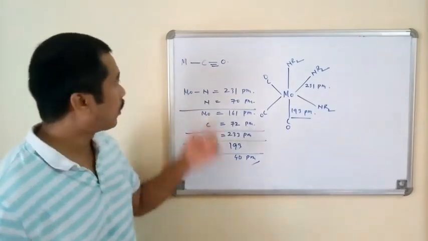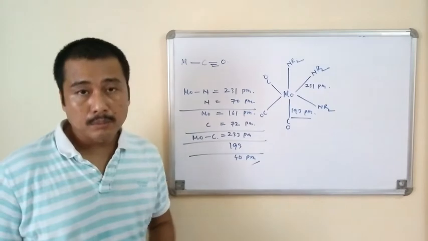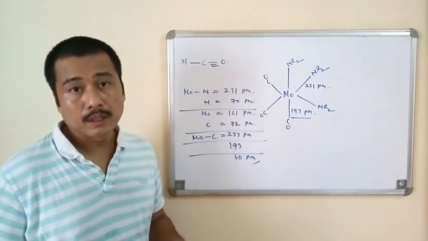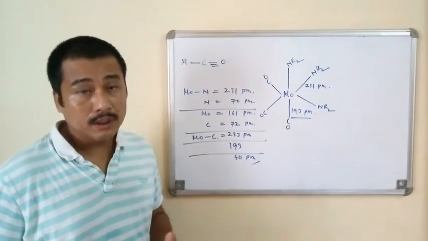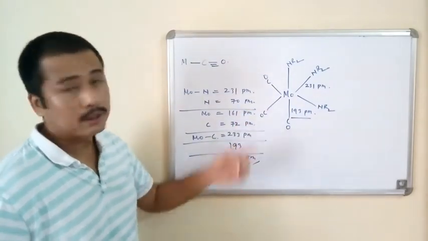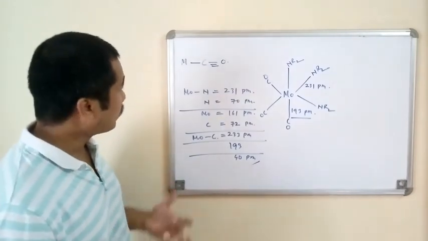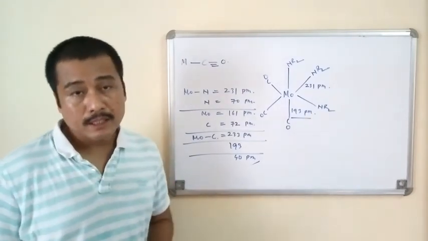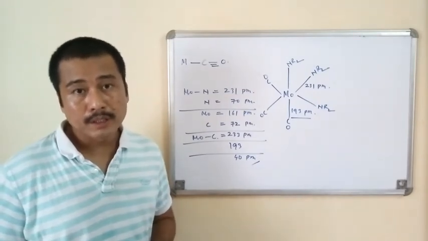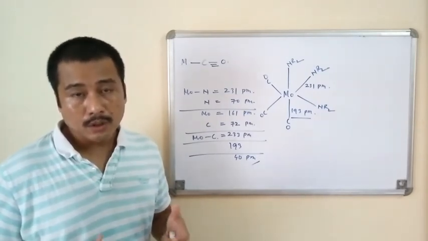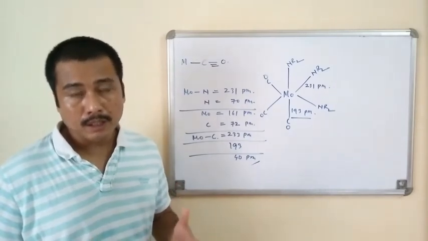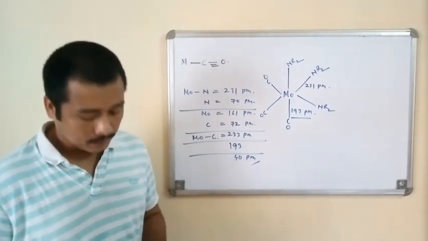And this shortening of the metal carbon bond in this carbonyl complex is because of the considerable pi back donation, or back bonding, that is present in this complex. So by comparing the MC bond distances in metal carbonyl complexes, we should be able to tell the extent of pi back donation in different metal carbonyl complexes.